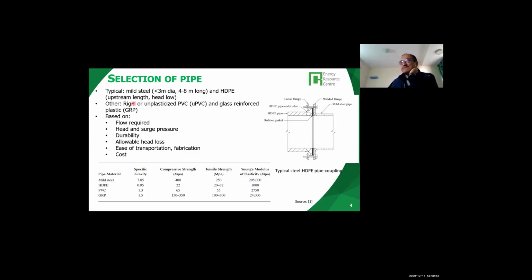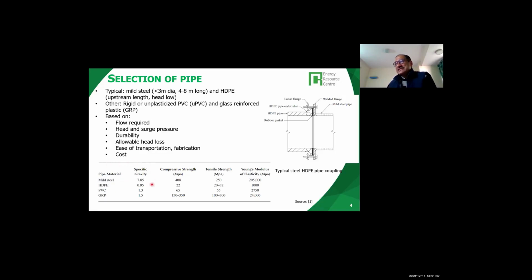These are the materials. Now, what are the other factors that are important when you select the pipe? What is the flow required, the head and surge pressure, the durability, the allowable head loss, as I mentioned, and also, because these mini and micro hydro projects are sometimes in remote areas, you may have to transport the pipes, and you also want to make sure they are easy to fabricate. You have to join these penstock pipes because the penstock has to be a number of pieces. And of course, finally, the cost is important.